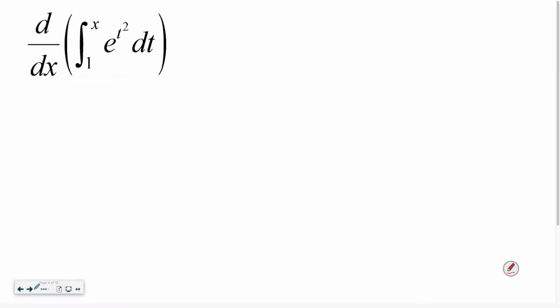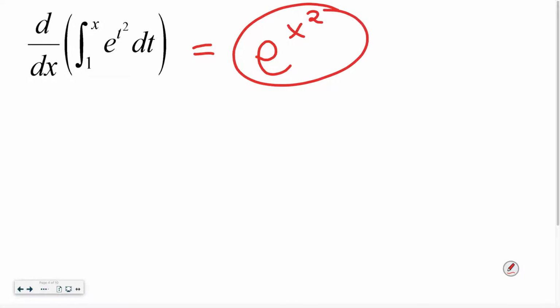The derivative and antiderivative undo each other, but it needs to be a function of x because we have to throw x in when we do the integration and then take the derivative with respect to x. So yes, it is as simple as e to the x squared. Where is the catch?